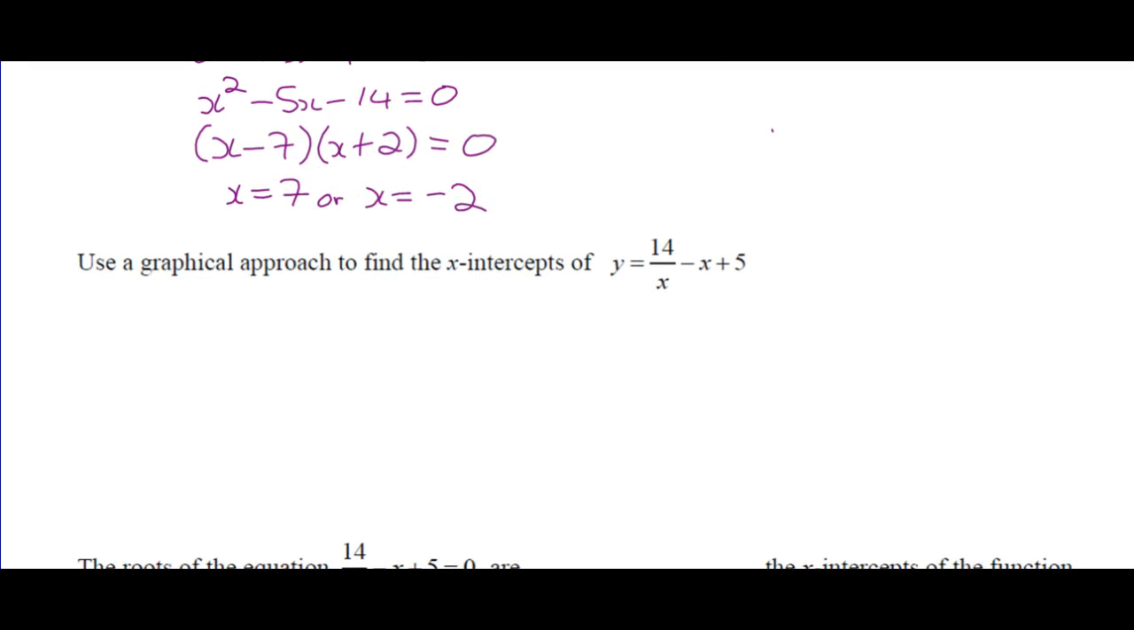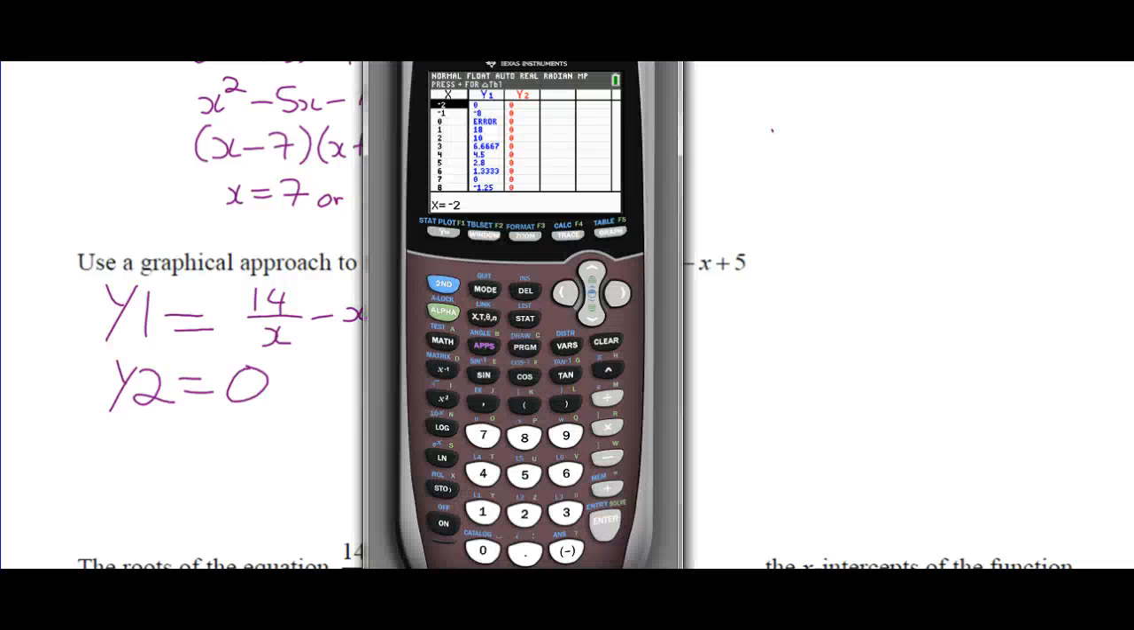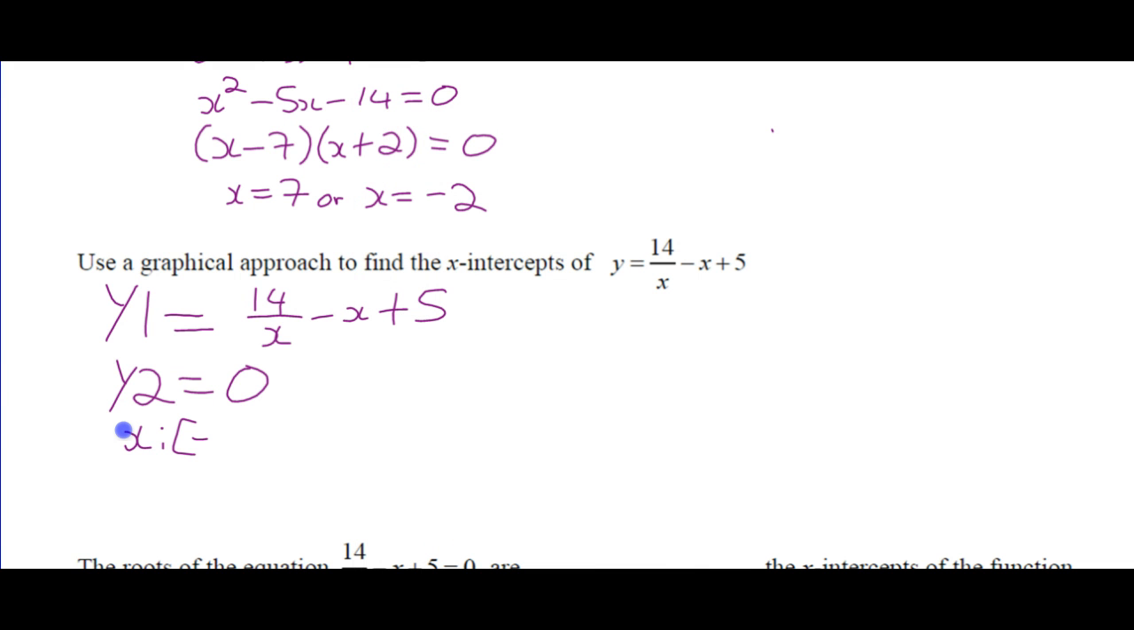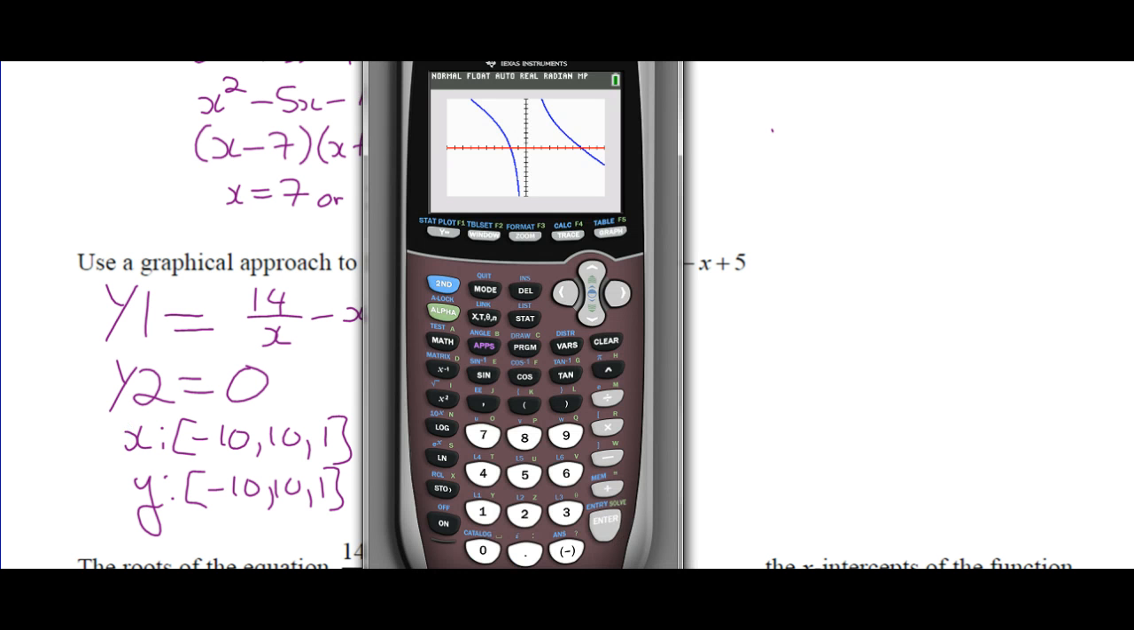All right, so graphically, you got to say, what am I graphing? So y1 is equal to 14 over x minus x plus 5. I'm going to do y2 is 0. You don't need to write that in, because you could just say I'm finding the x-intercepts. I need a window. What was the window? Yeah, -10 to 10 is fine. -10 to 10 by 1s. Just saying it'll take less time to upload.